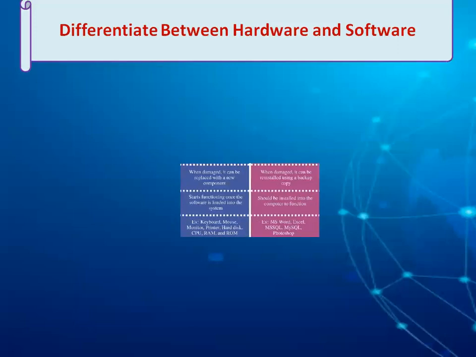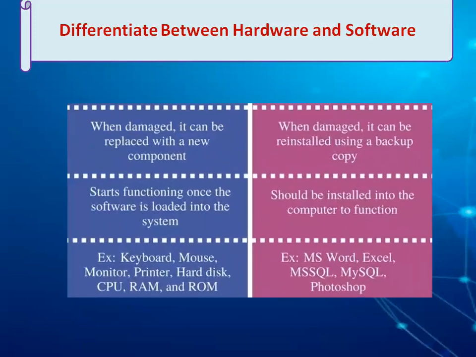Differentiate between hardware and software. When hardware is damaged, it can be replaced with a new component. Suppose your mouse is not working, you can replace it with a new one. If your memory card is corrupted, you can replace it easily. But when software is damaged, it can be reinstalled using a backup copy. If you do not have a backup copy, you can download it again. If you have a CD, you can insert it and reinstall that software on your system.